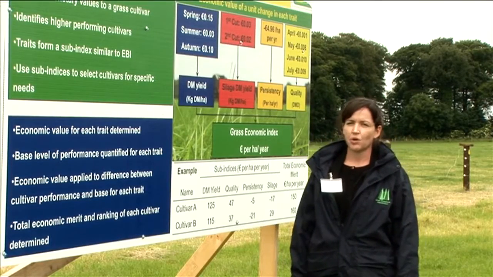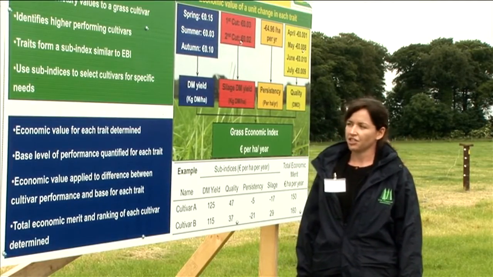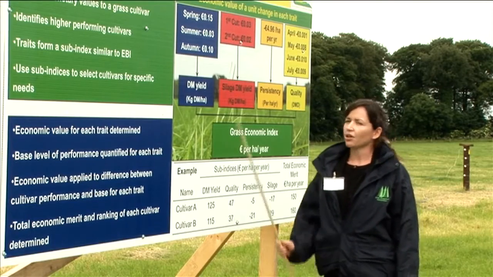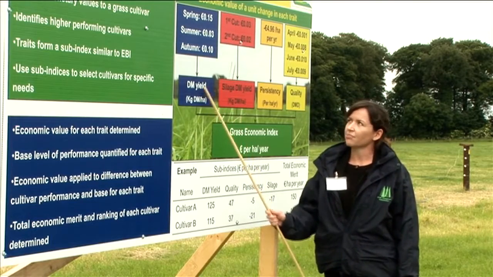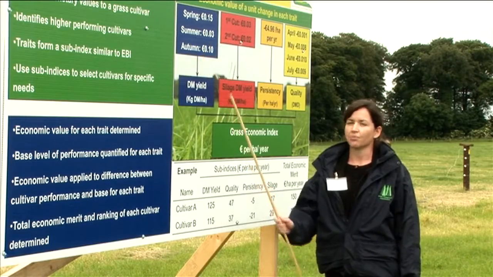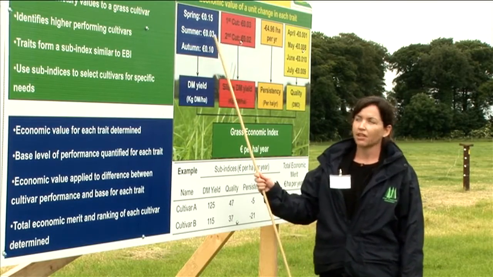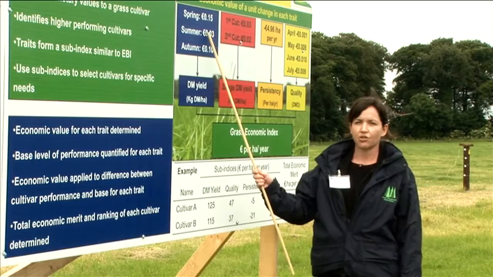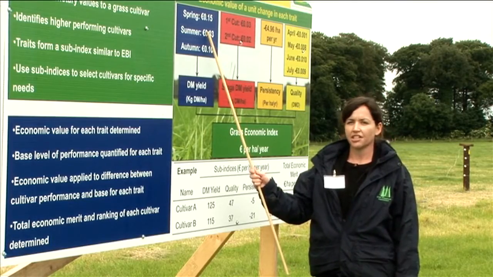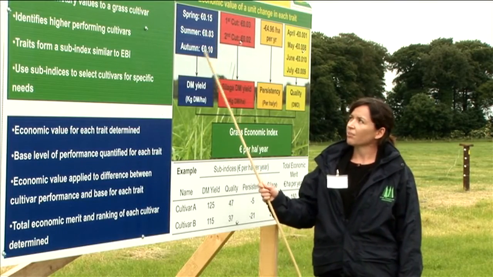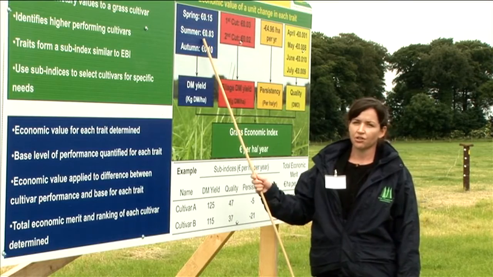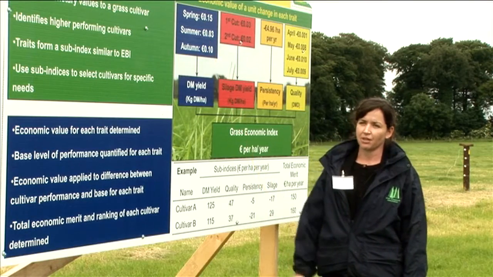So what we've done is we've quantified the economic value of each individual trait. And for example, if we look at the individual trait of dry matter yield broken down into spring, summer and autumn, you can see we have a much higher economic value for spring dry matter yield. Each additional kilo grown during the spring period is worth an additional 15 cents compared to each additional kilo grown during the summer period, which is only 3 cents per kilo dry matter produced.